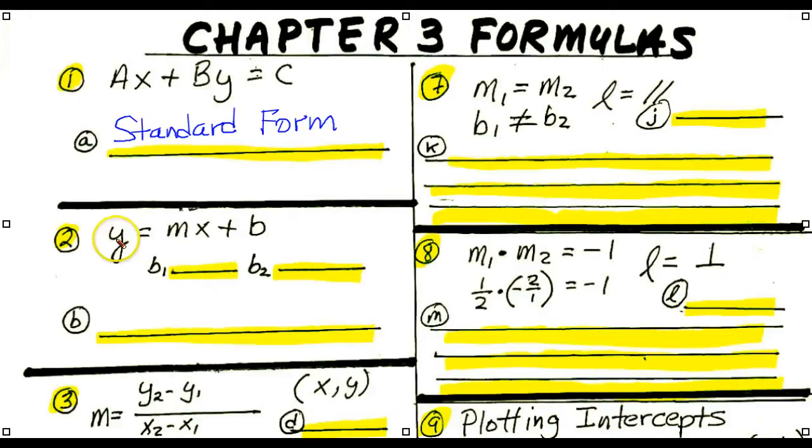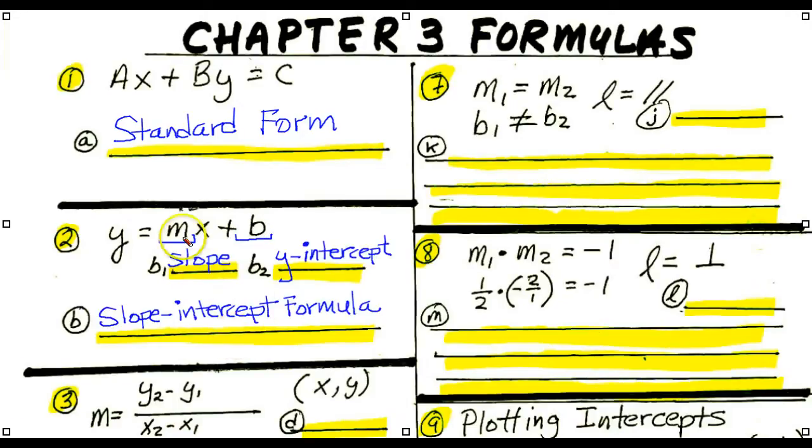For question 2, what is the name of this formula? Now there are a couple of other little sub-questions here. B sub 1 is, what does this letter refer to for B sub 1? And the letter B for B sub 2. So reviewing these, the letter M refers to the slope, and the letter B, the y-intercept.